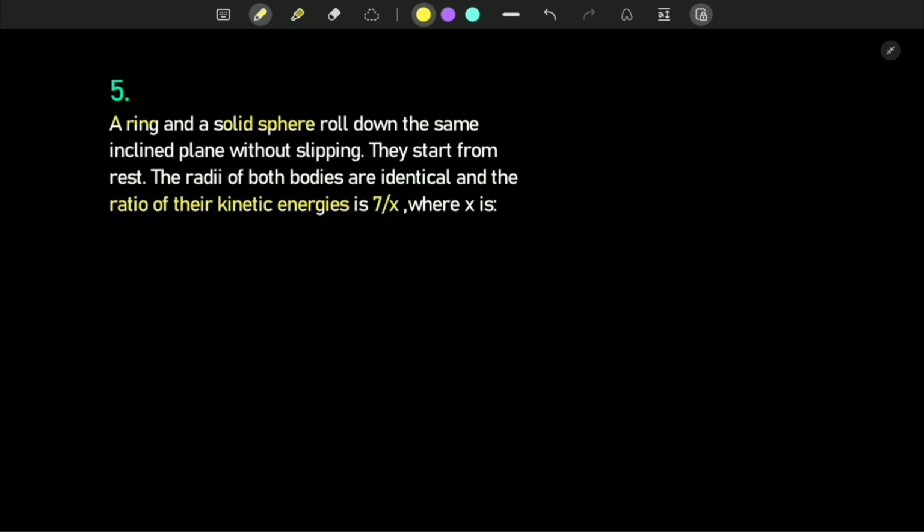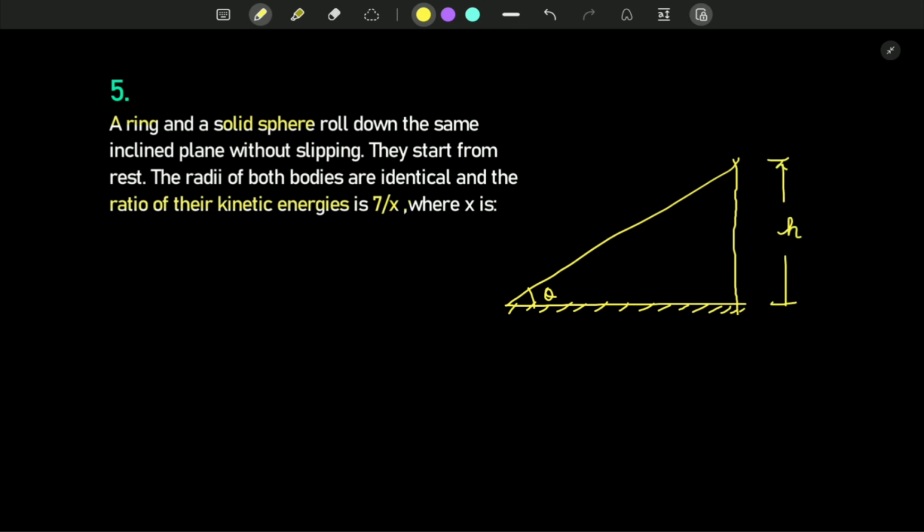Basically, suppose this is our inclined plane. Inclination angle is theta. This is our ground level, and this is height h. Now if this ring is placed over here, let this be the ring. At the same time, let this also represent the figure for the solid sphere. So you can say that the ring will come down, or the solid sphere will come down and will come over here.